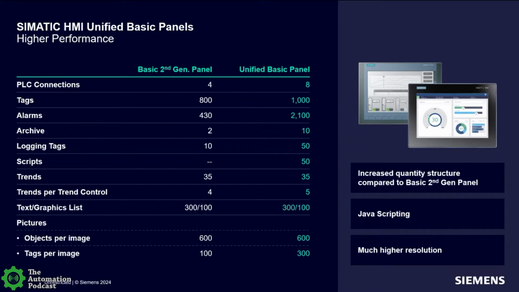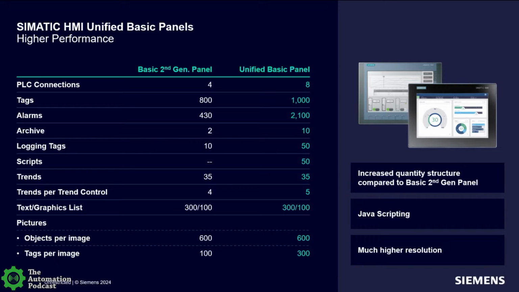The basic Gen 2 panels had a PLC connection limit of 4. We've doubled that with the Unified Basic panels now being 8. So we can talk to 8 different PLCs or have 8 connection resources used from the Unified Basic panels now. Again, building upon that openness and connectivity aspect that we needed to have with Unified as these systems become more complex and you're controlling more devices out there. We did increase our tag limits because we know projects are getting more complex. We're now up to a 1,000 tag limit.